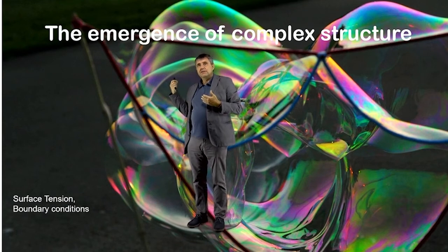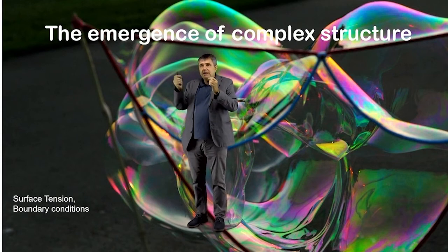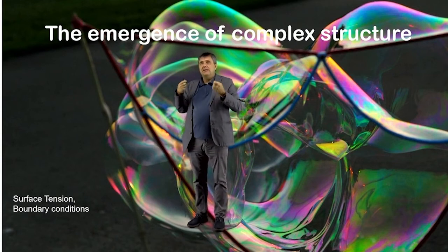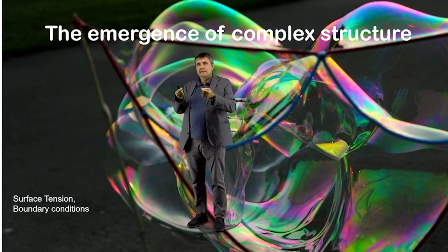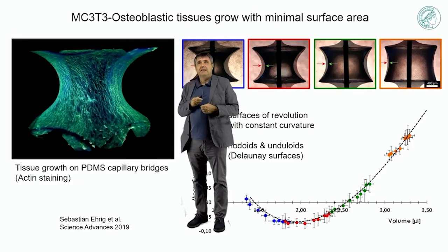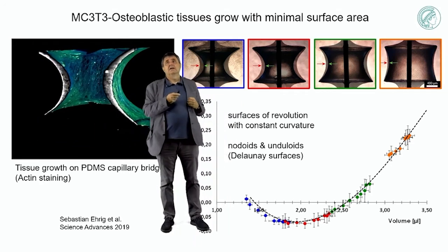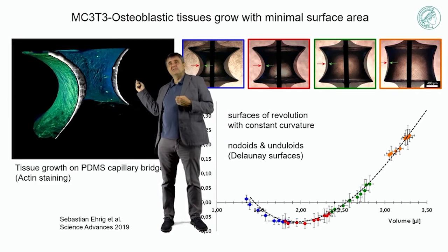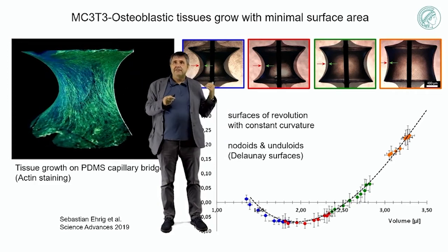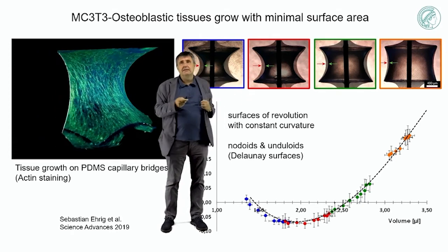So why are they much more complex than a sphere? Because they adhere to branches in that particular case. So the boundary conditions generate complexity in a system that is extremely simple to start with. Surprisingly, the same thing is true for the growth of tissues here. And you see fairly complex tissue shapes here, and here are some further examples.